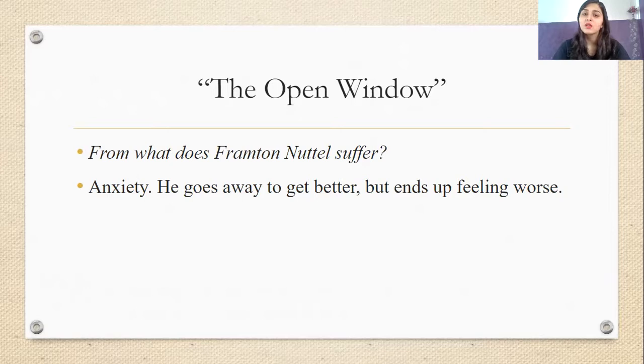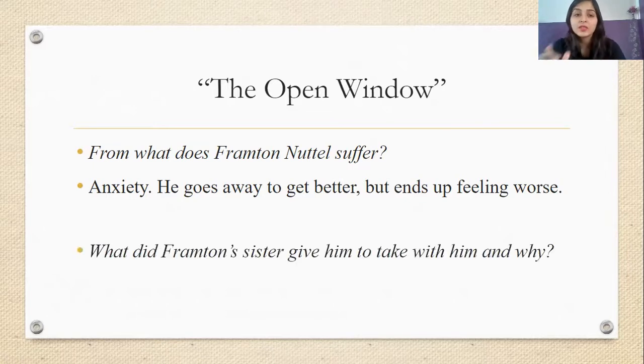Mr. Frampton Nuttall was suffering from anxiety, and this was the reason he had come to the countryside to have a cure. But still, he ends up feeling worse as the situation increases more anxiety in his mind, in his emotional and mental state, because there he hears a horror story from a little girl. He thinks that it is true, but it is not actually true. But because of this situation, his anxiety increases.